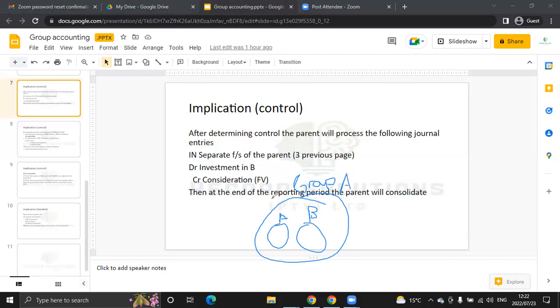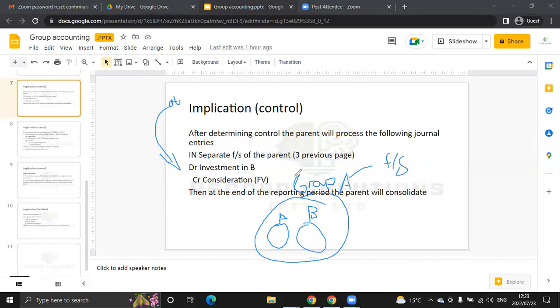So for the group, now what's going to happen is all of the entries that happen from acquisition, since you acquired this business until the end of the current year, you are going to record in these financial statements, but looking at it from this group level.